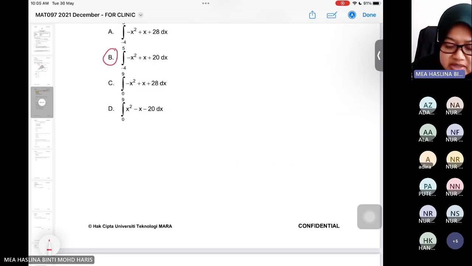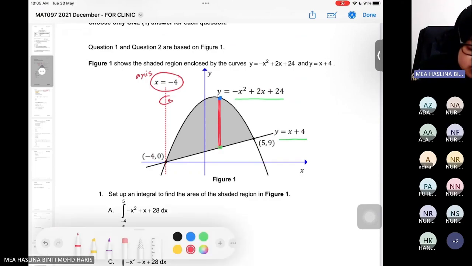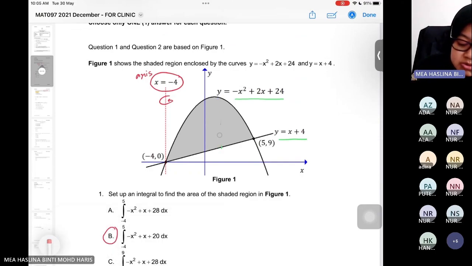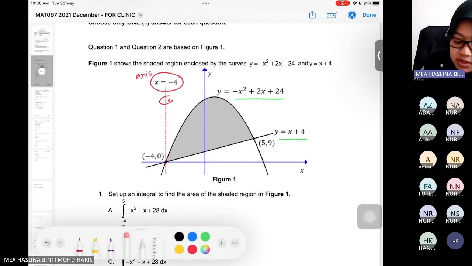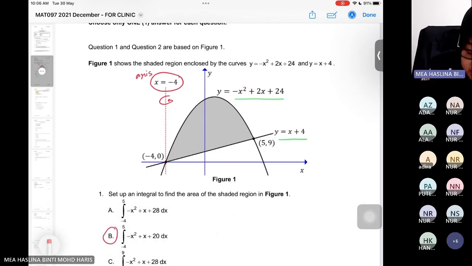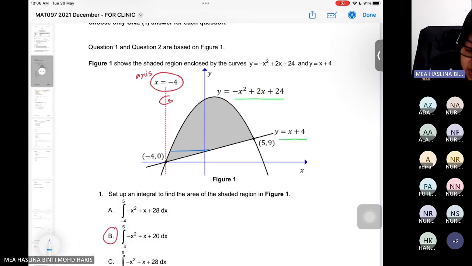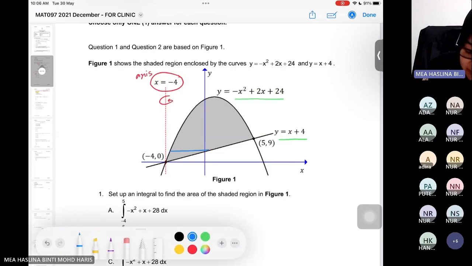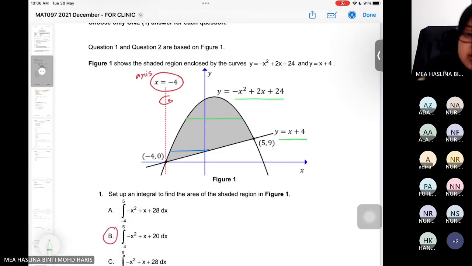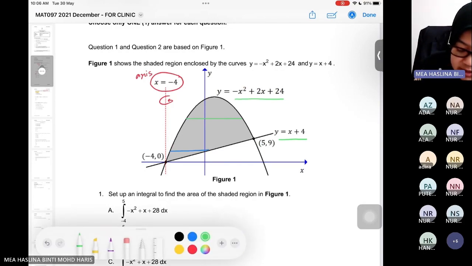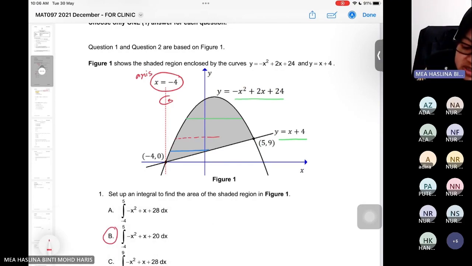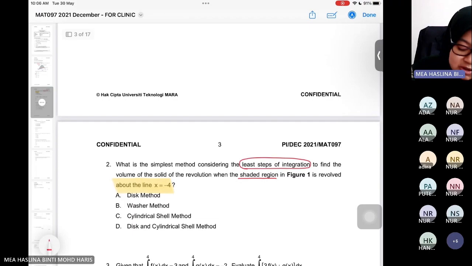For this first method, obviously you will need to divide into 2 regions, because for this method the strip must be perpendicular to the axis of revolution. If you draw it this way, you will have different boundaries compared to drawing it somewhere within the shaded region. So you have to divide into 2 sub-regions, which involves many steps of integration because you will have 2 sets of integration. So obviously, this is not the best option so far.